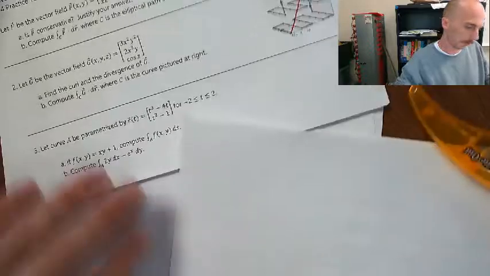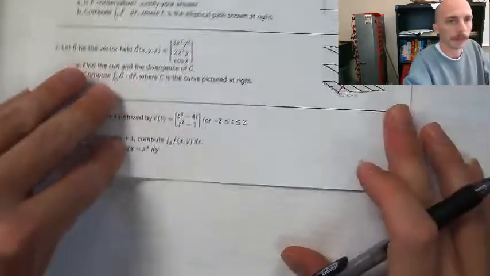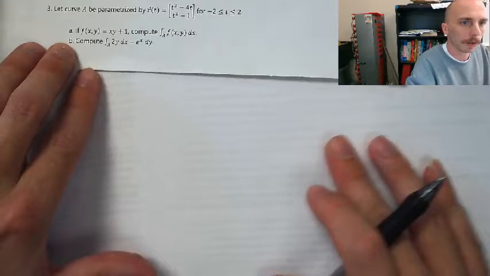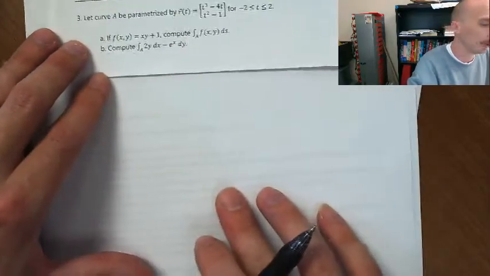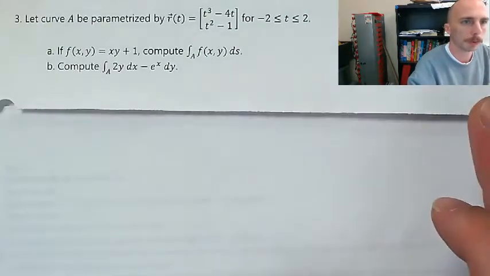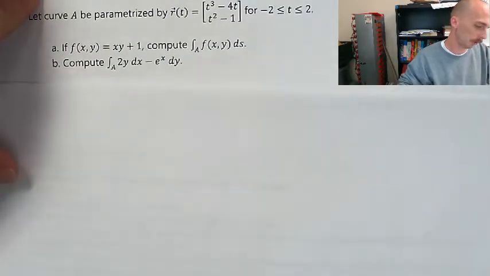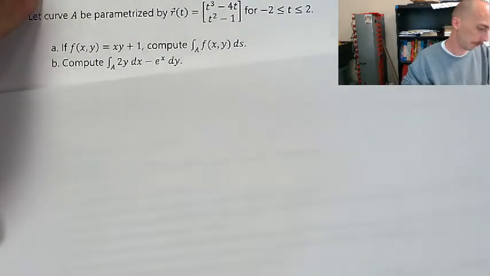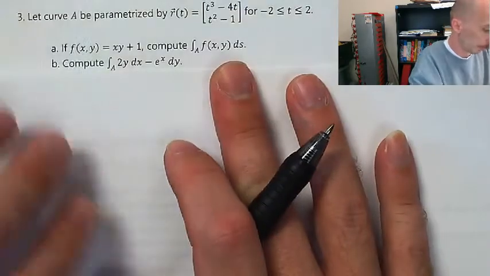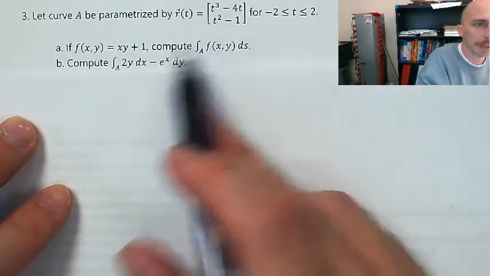Yeah, we're good there. All right, and number 3. Oh no, that's my setup. Curve A is, yeah, perfect. All right, curve A is parameterized by r of t. Compute the path integral of f over curve A. Okay, so I've got A parameterized by r of t.